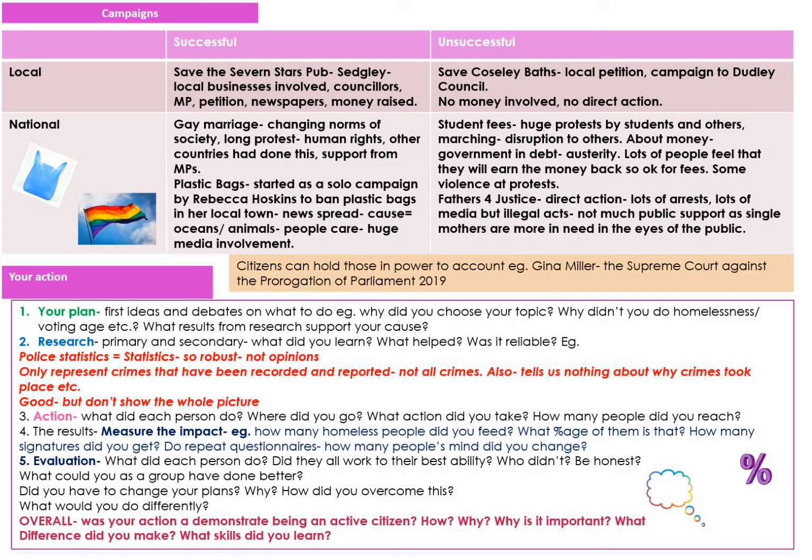Lots and lots of protest marches, but if you remember, there was some violence there, and people tend not to care about students, which isn't really very fair. We've also got Fathers for Justice. They use lots of direct action, lots of arrests, lots of illegal acts, and people tend to care more about single mothers rather than fathers wanting more time with their children.